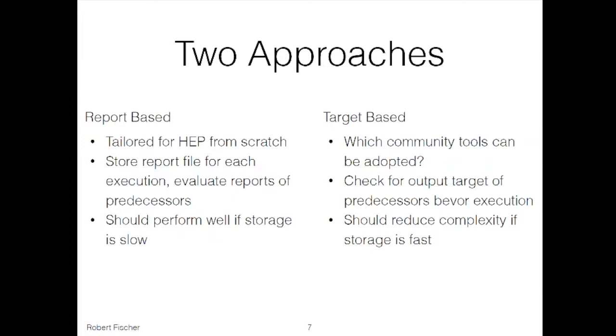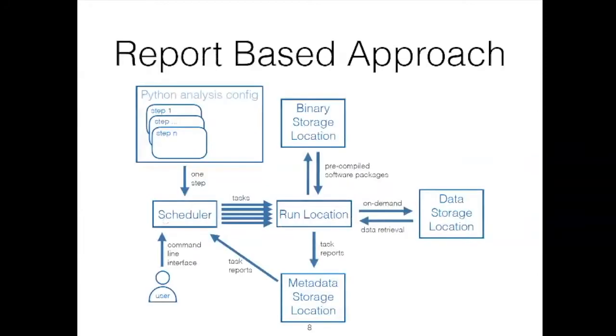So for the target-based approach, there we thought, can we use community software and build on top of that, so we don't need to do it from scratch. And the idea is to look like the make program would do, directly checking if the dependent file is available. So there's always a lookup on the storage. And so this means we don't need the reports and we reduce the complexity. But the question is, will it work also with, for example, the dCache, when it might sometimes be slow to access?